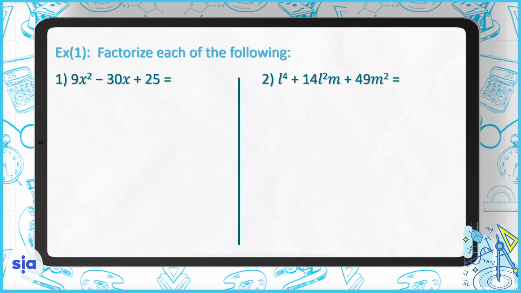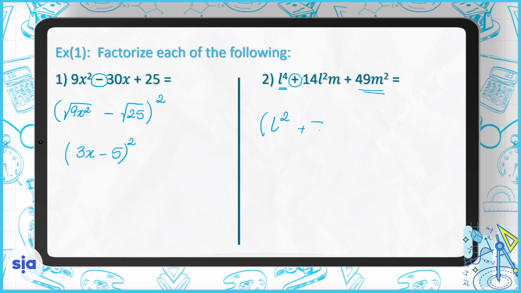To factorize this trinomial, we do it as the square root of the first term. If this sign is minus, it will be minus the square root of the third term, all squared. So it's 3x minus 5 all squared. Question 2. The square root of L power 4 is L power 2. This sign is plus, so it is plus. The square root of the third term is 7m, and then all to the power of 2.